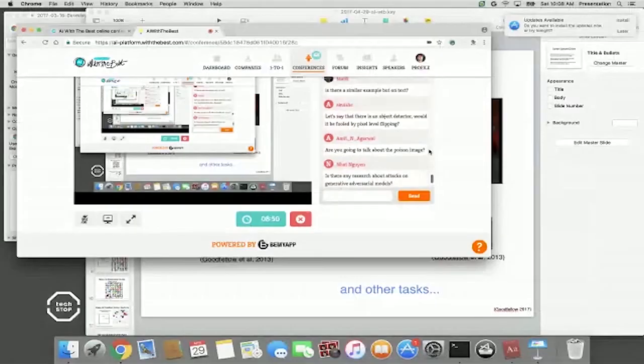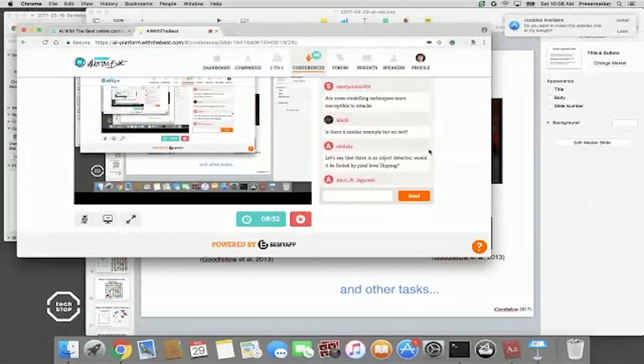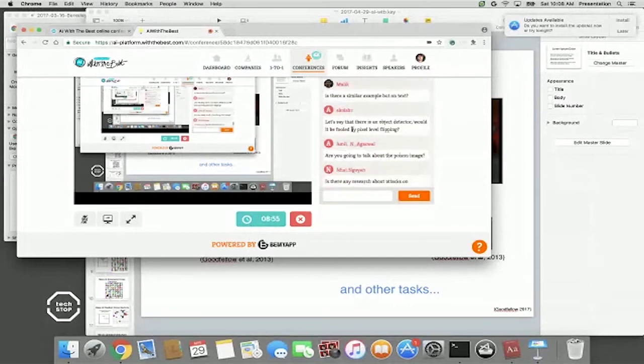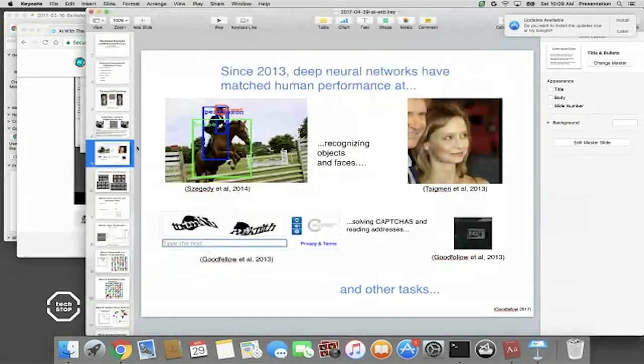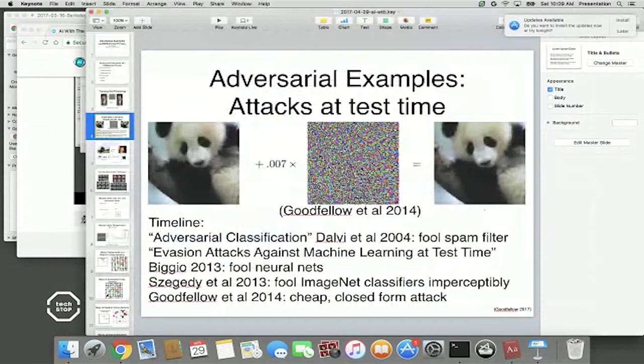I'm going to check for questions in the live chat really quick. So yeah, one person asked if an object detector can be fooled by pixel level flipping. I think you're asking if you can fool it by changing individual pixels. In the image that I showed you of the panda, what I'm doing is changing nearly every pixel in the image, but I'm changing it by just a tiny amount.